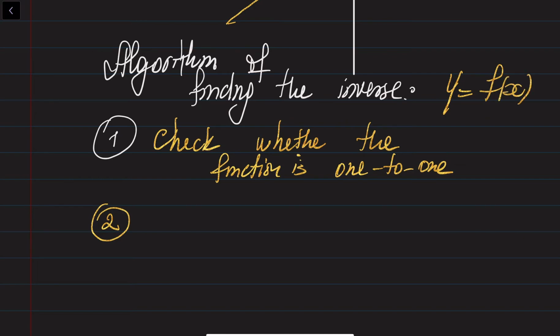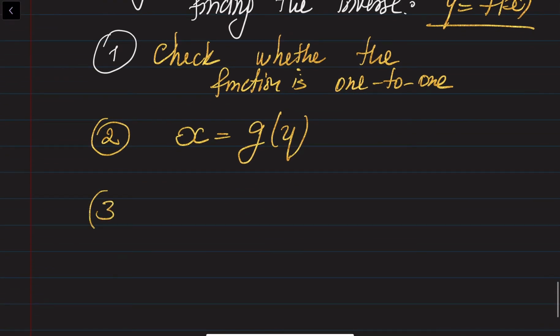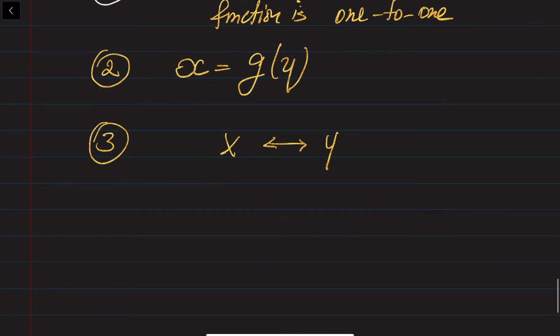Second, if you're given the curve or function in the form y is equal to f of x, we say your function is explicitly expressed as y. You need to express your function as x is equal to some function of y, or it might be another function, g of y. And in the third step, what you need to do is just rename x and y with each other. Let's do an example to show you what I mean.